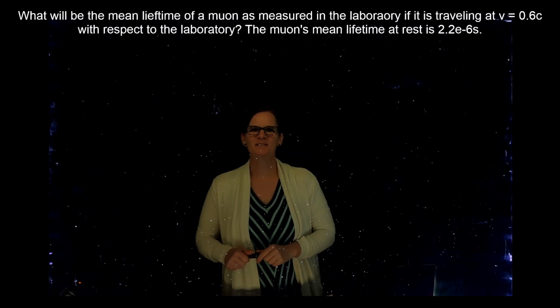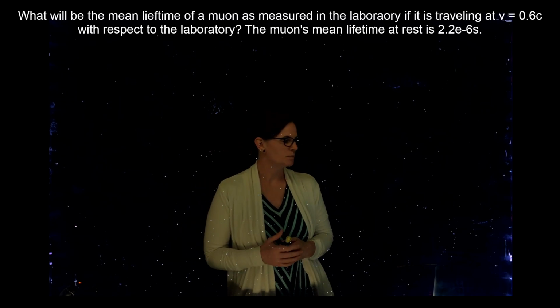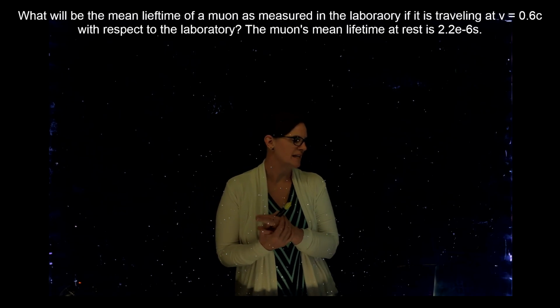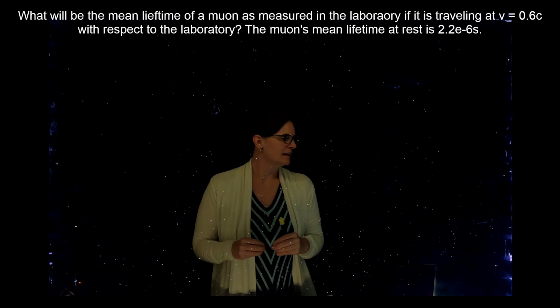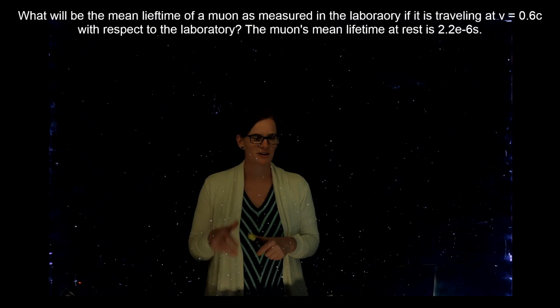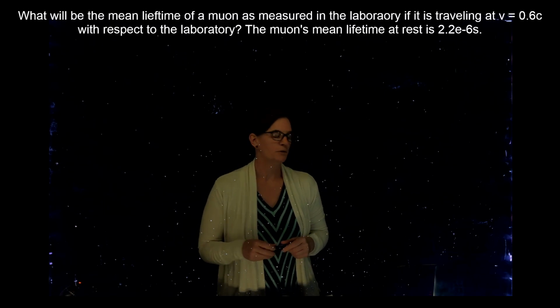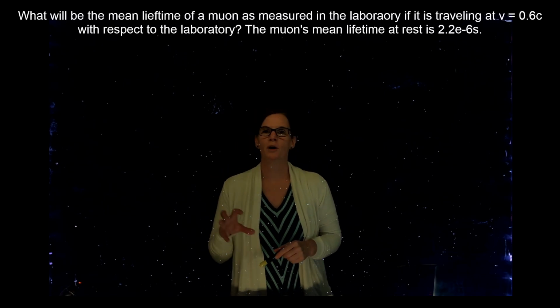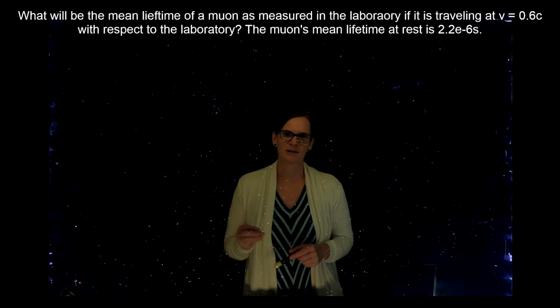All right, this little mini lecture is going to look at an example problem with time dilation. And this problem reads, what will be the mean lifetime of a muon as measured in a laboratory if the muon is traveling at 0.6 times the speed of light with respect to the laboratory? So the muon's lifetime at rest is 2.2 times 10 to the negative 6.